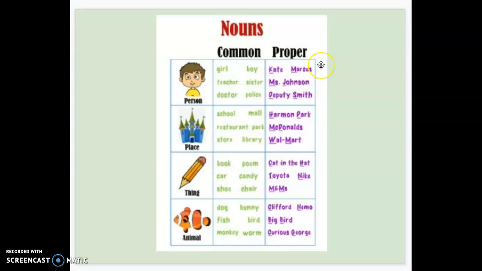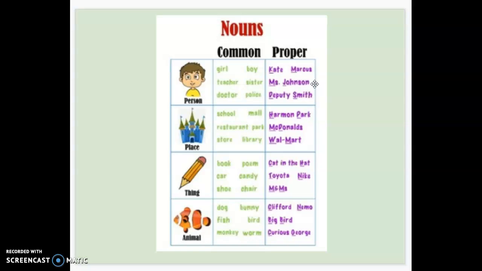When we cross over and we talk about specific names of people, places, things, and animals, then we're talking about proper nouns. For example, we might be talking about Mrs. Johnson. She might be a very specific third grade teacher in a building. In that case, we would call her Mrs. Johnson, and we would also have to capitalize her name, both Mrs. and Johnson.